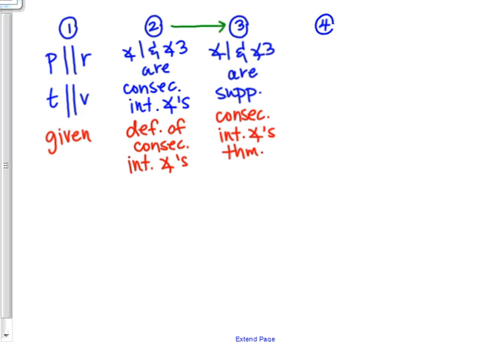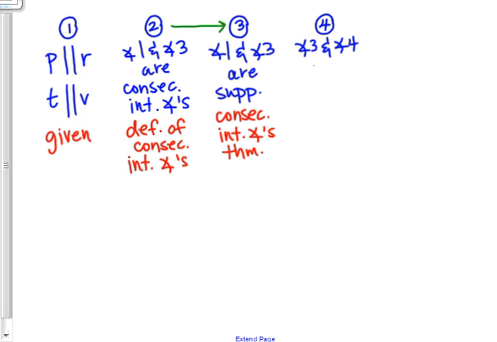My step 4, I'm going to go ahead and move on from 3, I'm going to move on to 4. So I can actually draw a conclusion between 3 and 4. 3 and 4 are also consecutive interior angles. If you cover up the right side of the diagram, you can now see that 3 and 4 have a relationship.